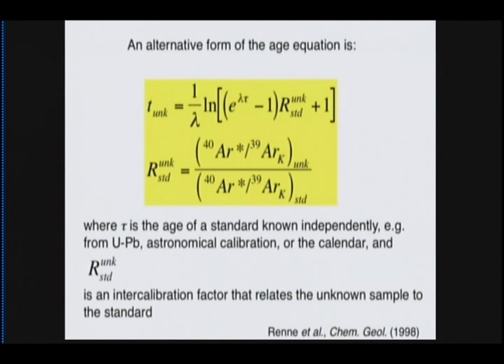It could be a uranium-lead age. It could be anything. History. We could take the eruption of Vesuvius and say we know exactly when that happened. We know this age from Plinius Secundus, and we can measure this ratio of the unknown relative to a standard. Great. So as I say, tau is the age of a standard known independently, i.e. from uranium-lead, astronomical calibration of the standard, et cetera, et cetera. So I want to focus now on astronomical calibration because this is a very active area right now.